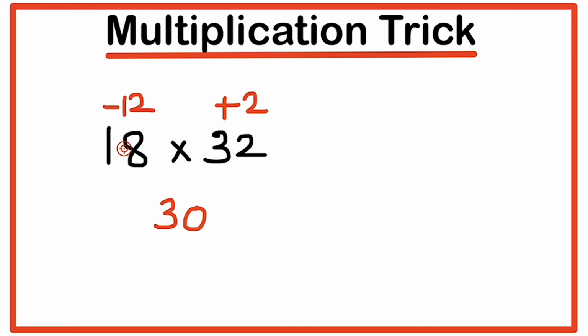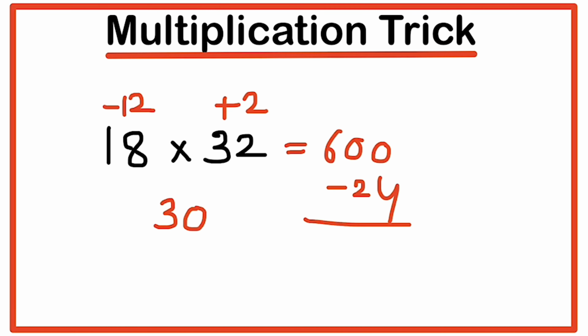Then we'll add these two numbers together, so it will become 20, right? Or you can add these two numbers, so it will also become 20, and then multiply that 20 with 30, so again it will become 600. And then we have to add the multiplication of these two numbers, and that will become minus 24. So minus 24, and we will get our answer as 576. So the answer is 576, right?